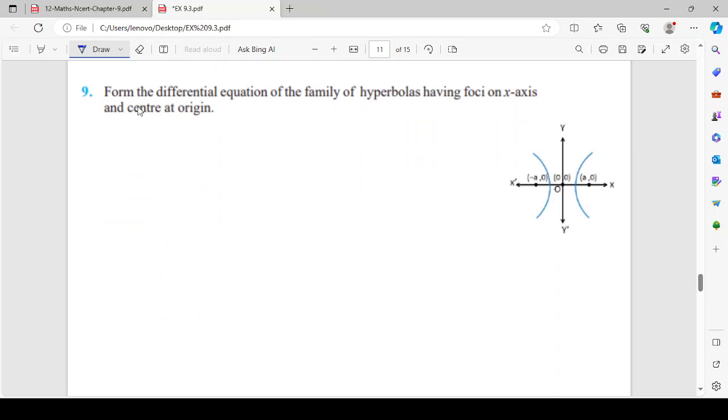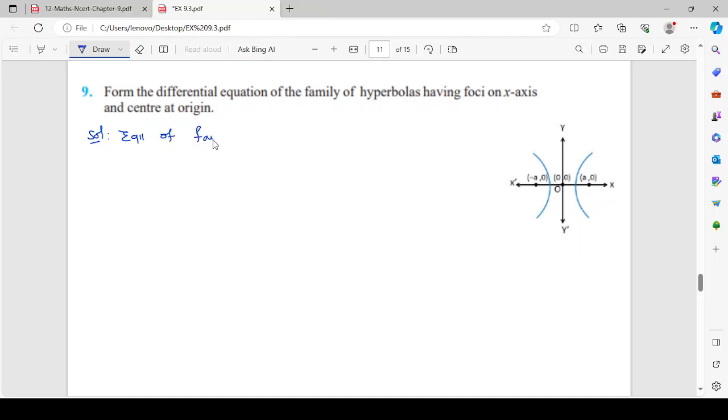Question number 9. Form the differential equation of the family of hyperbolas having foci on the x-axis and center at origin. So can you see, this is the hyperbola. These are all things you have studied in class 11. Right? This is a standard hyperbola whose center is at origin and foci are on the x-axis. So a comma 0 and minus a comma 0 are the foci. Okay. So for this one, what is the equation of the family of hyperbolas?